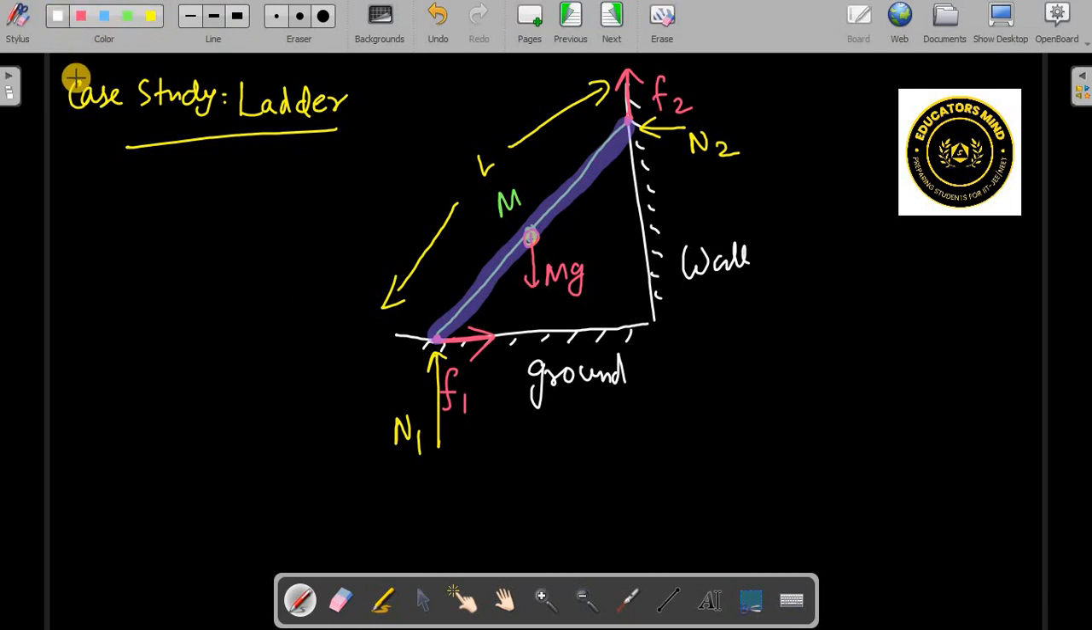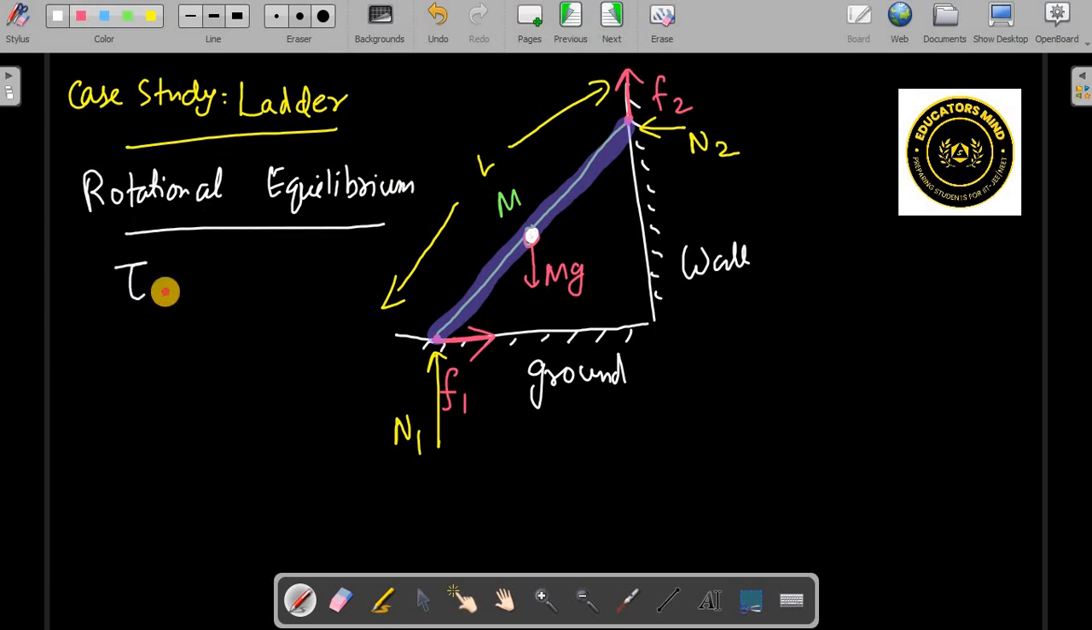Now we want to calculate torque, or let us say the condition for balance, which is called rotational equilibrium. Consider it is in rotational equilibrium. Rotational equilibrium means net torque is 0. Just like translational equilibrium means net force is 0, rotational equilibrium means net torque is equal to 0.